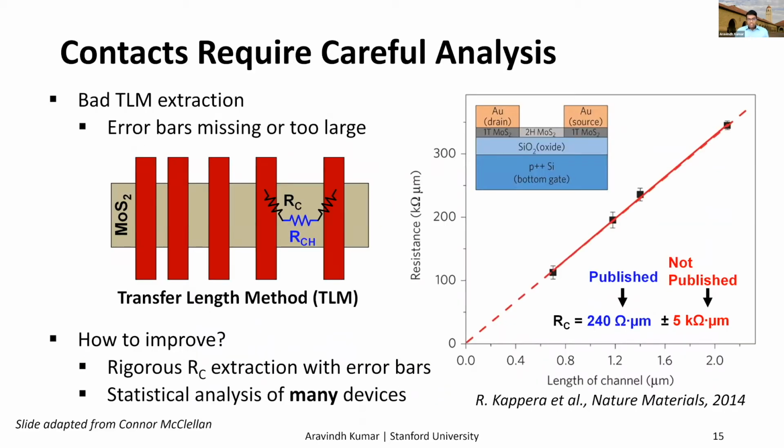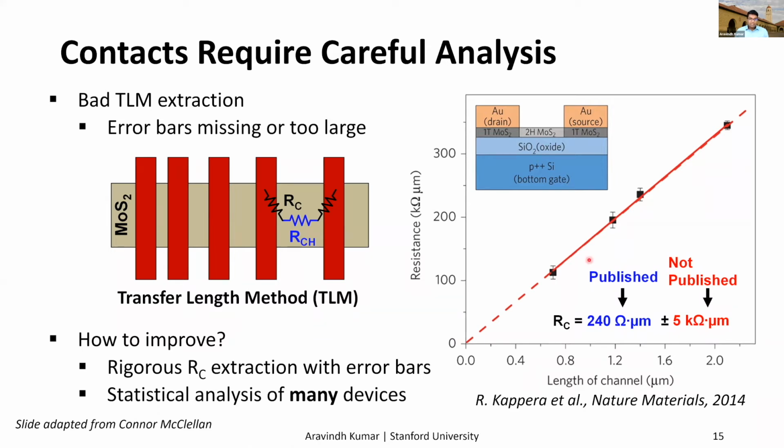When I started my PhD, the contact analysis in 2D semiconductors had a lot of room to improve. Many contact studies did not report error bars or reported unphysically large error bars. The figure on the right shows a famous paper in Nature Materials, which claimed record low contact resistance. However, they did not publish their extracted errors, which is way too large to make any meaningful physical conclusion.